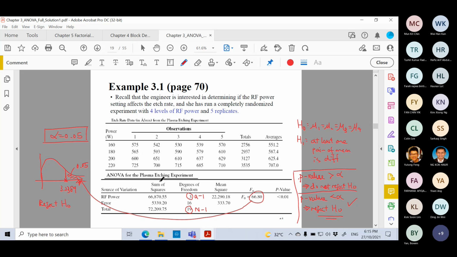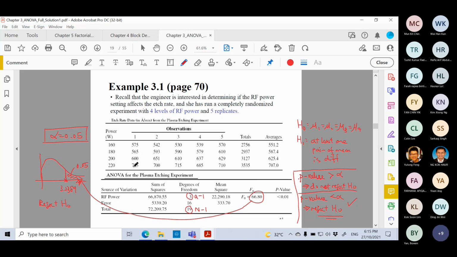Based on the ANOVA table here, you can get the p-value out. Or if you don't want the p-value, you can compare the F value with the F from the statistical table. Basically, if you use any software, it will give you the p-value. The p-value here is less than 0.01, so the value is very small. We compare the p-value with alpha. Alpha is the type 1 error in your hypothesis testing, for the test you want to carry out.